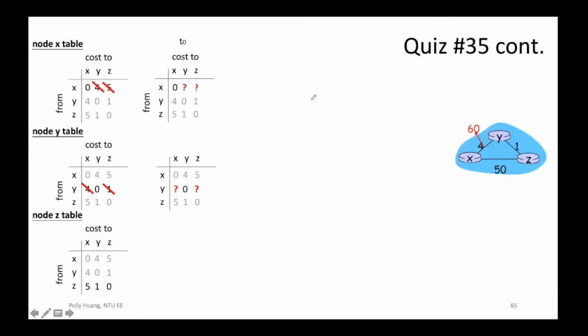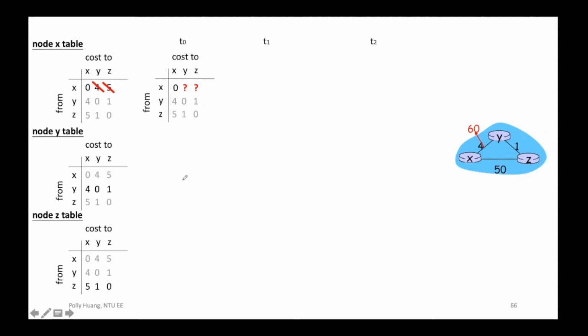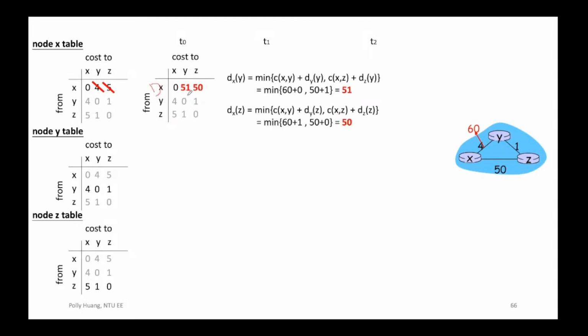Yeah, quiz 35, the scenario is a bit tricky. Let's try to be patient and walk through the derivation of dx for node x and dy for node y. Let's start from dx. Let me just show the final result real quick. The xy here, the first value should be 51. The xz, the second value here, should be 50.